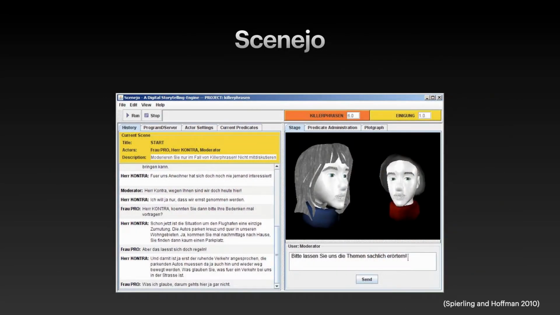The development of Skinjo began in the mid-2000s, and it's currently being developed at the Rhein-Main University of Applied Sciences. It's a platform for experiencing emerging dialogues and conversations between both computer-controlled and human-controlled characters. This is achieved by connecting everybody in a conversational loop that is controlled by a so-called dramatic advisor.